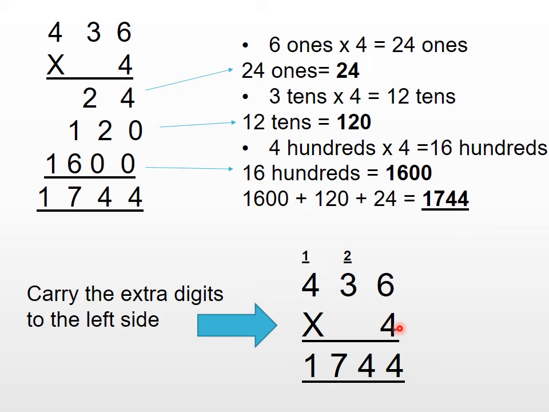Here you can see if I multiply 4 by 6, I'll get 24. I cannot write the 24 ones together here because it's a 2-digit number. I have to place only 1 digit here. So I'll keep the 4 here and I'll pass on the 2. Then I'll multiply 4 by 3, which is 12, and then I'll add 2. So 12 plus 2 is 14. Here I'll keep the 4 and I'll pass on the 1 of 14. Then 4 multiplied by 4 is 16, and then I'll add 1, which is 17. So my answer is 1744.